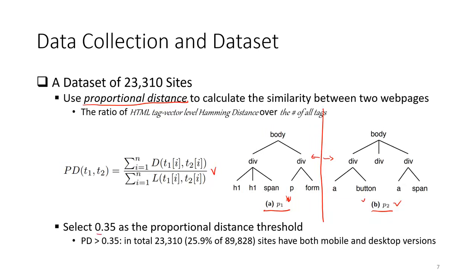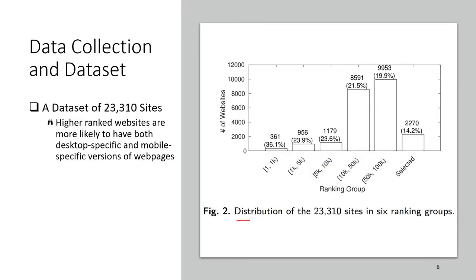Finally, we select 0.35 as the threshold. And in total, we have over 23,000 websites selected. So in other words, those websites have both mobile and desktop versions of web pages. The figure over here shows the distribution of these websites in 6 ranking groups. So basically, we found that higher ranked websites are more likely to have both mobile version and desktop version web pages. For example, among these top 1K websites, we found that over 36% of them have both mobile and desktop versions of web pages. That means when you visit those websites, they will return different web pages to your mobile browser and your desktop browser.